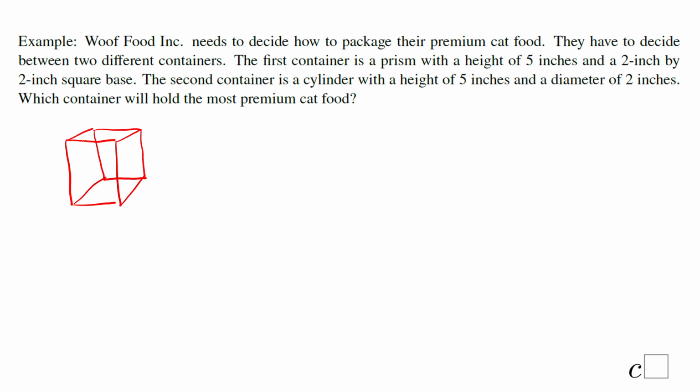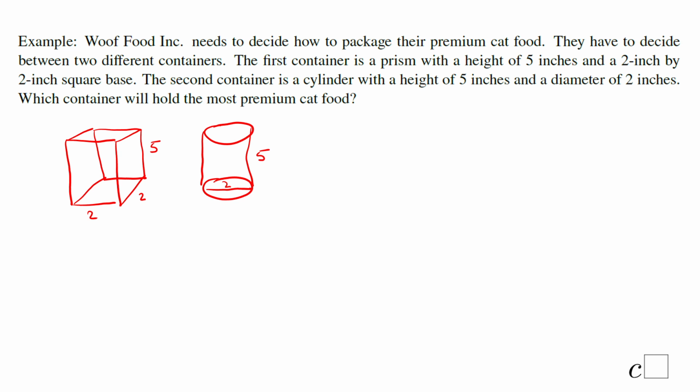And like they said, the height is 5 and 2 by 2. This is the base. The second container is a cylinder. Okay, how can we draw a cylinder? Draw two circles, something like this, and there you go. This is a cylinder. With a height of 5 inches, the same height, and a diameter of 2 inches. This is 2. Which container will hold the most premium cat food?